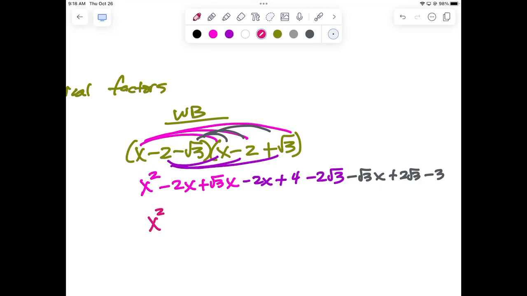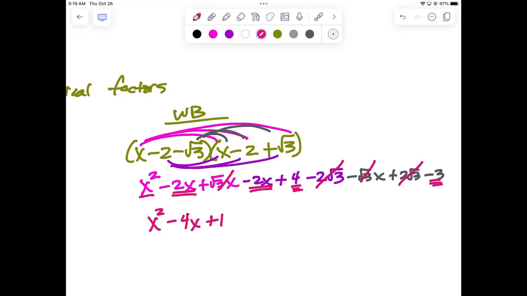Now let's combine like terms. I have an x squared, so there's only one of those. Let's look at my x terms. Do I have any x terms? I have a minus 2x and a minus 2x and a minus square root of 3x. And oh, these cancel, don't they? The plus square root of 3 and the minus, the radicals should cancel. So I get minus 4x, and then what's left? I get a negative 2 square root of 3 and a positive 2 square root of 3. Those radicals canceled, and I'm just left with 4 minus 3, which is what?